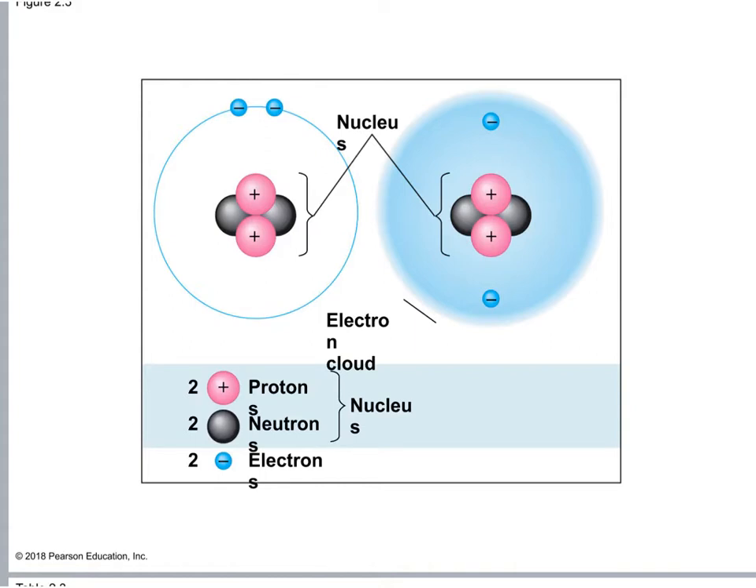So in this photo here, you see our nucleus. You can see inside the nucleus, you will find your protons and your neutrons, and then orbiting outside in the electrical orbits are the electrons.